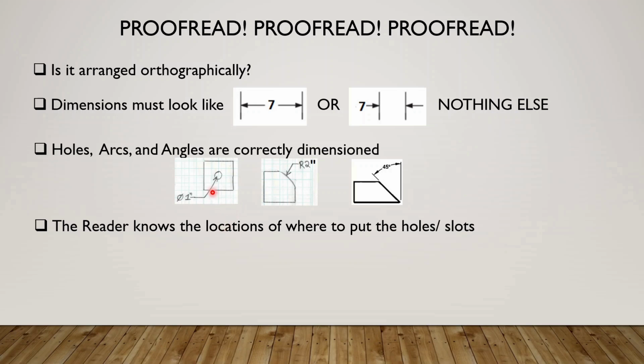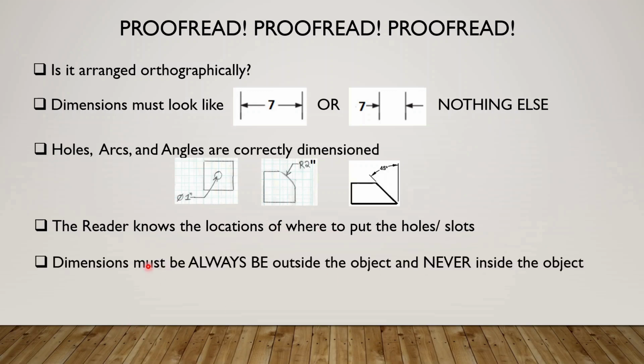On top of that, not only have you talked about the size of the holes, arcs, and angles, do your readers know where to put the holes and slots? So how far down and how far to the right do I put this hole? In my experience, this is the number 1 set of dimensions that lots of students forget to add. So make sure you've proofread that and checked this one out.